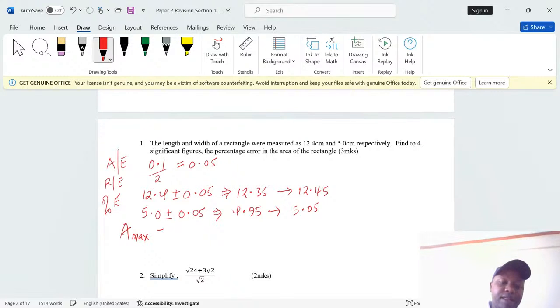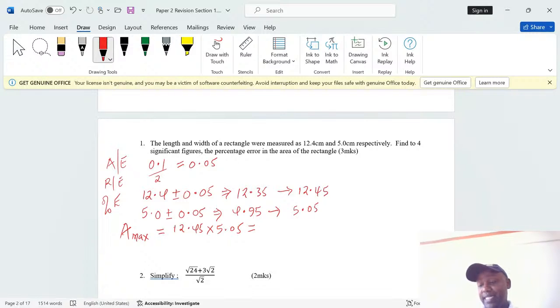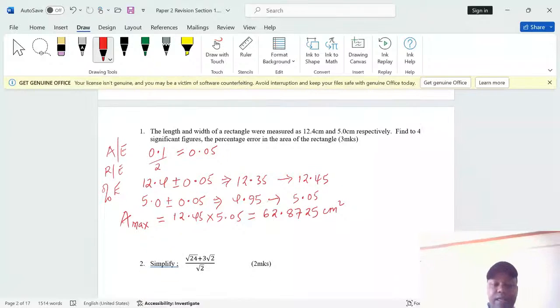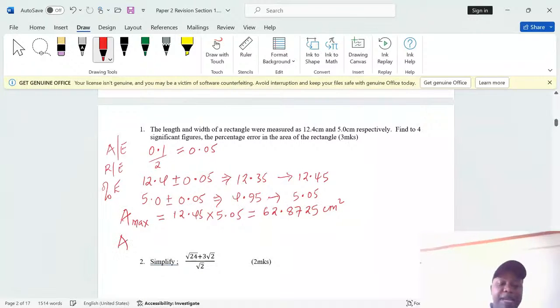Area maximum is the area when we multiply the largest value of length, 12.45, by the largest value of the width, 5.05 centimeters. And this is going to give us exactly 62.8725 square centimeters.